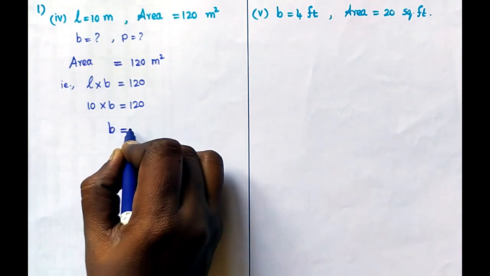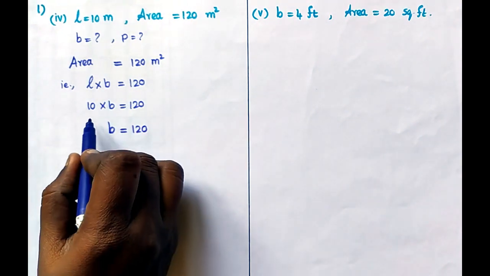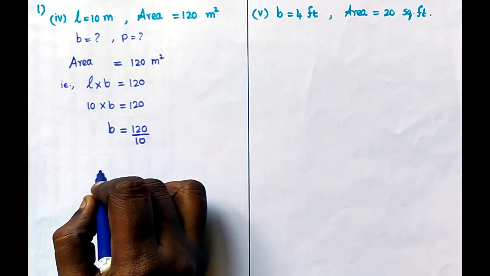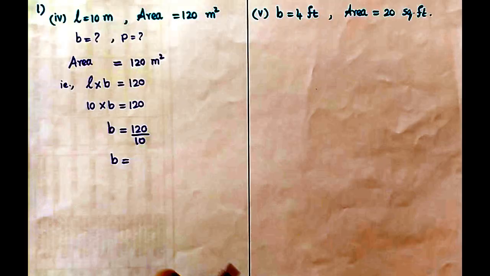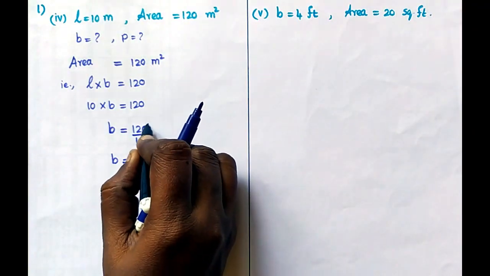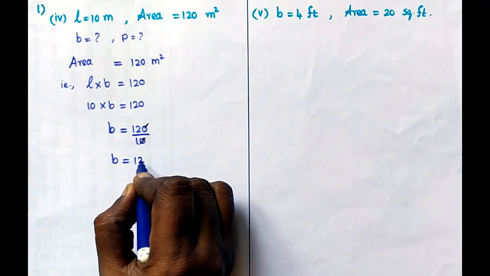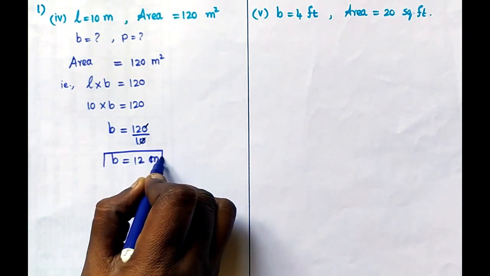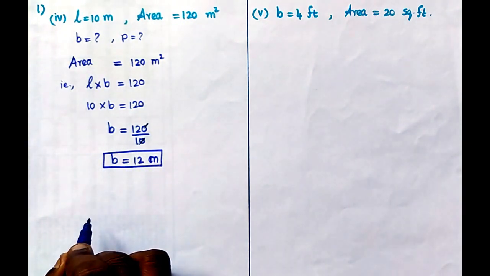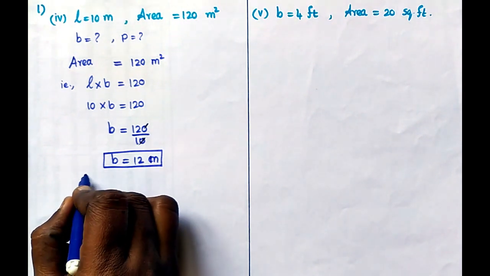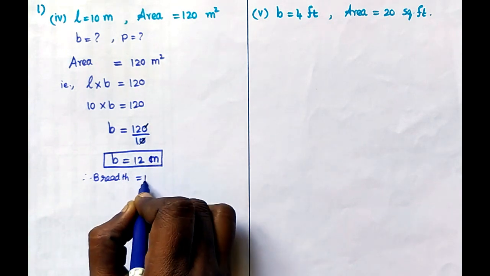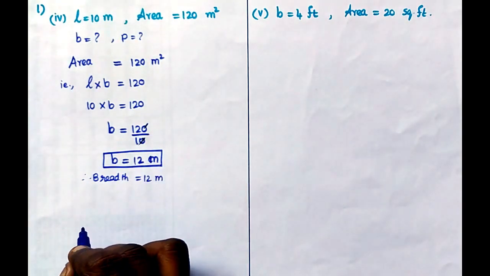Now B equal to 120 divided by 10. Here 10 is in multiplication, bring this side, means division. So B equal to 120 by 10, 100 cancel. Next we get 12 meter, that is breadth. Therefore breadth equal to 12 meter.